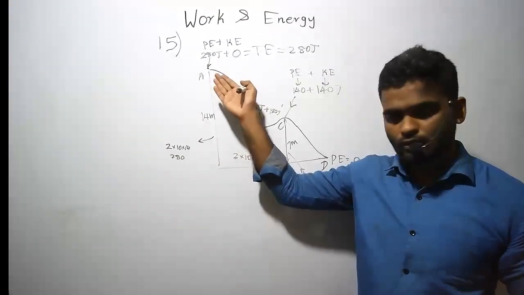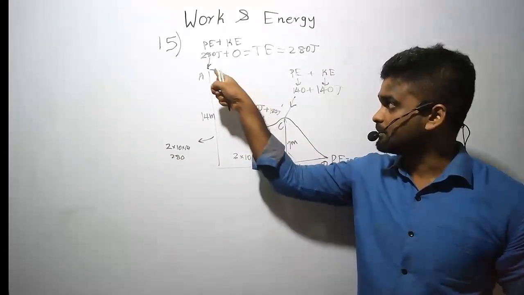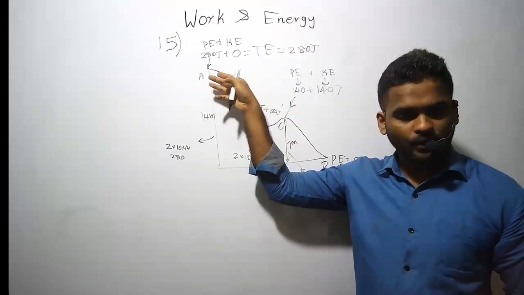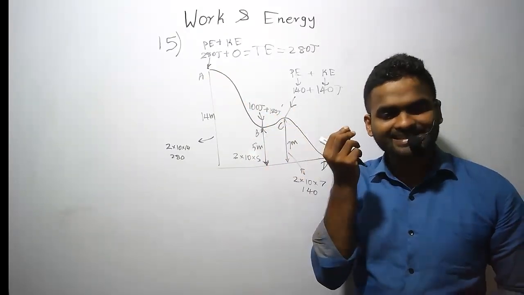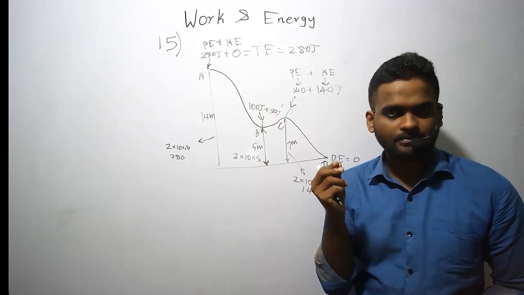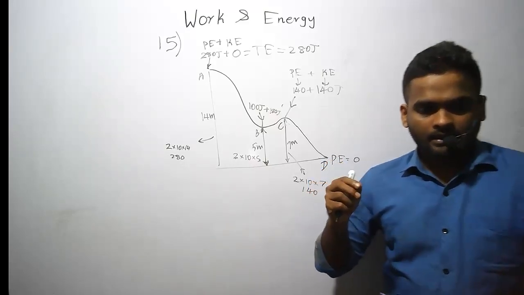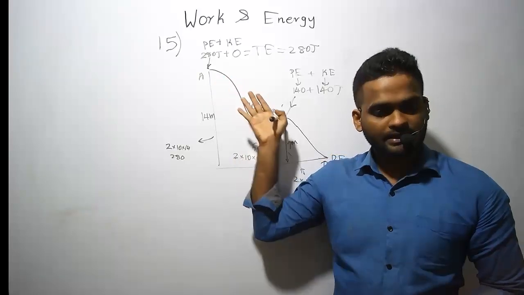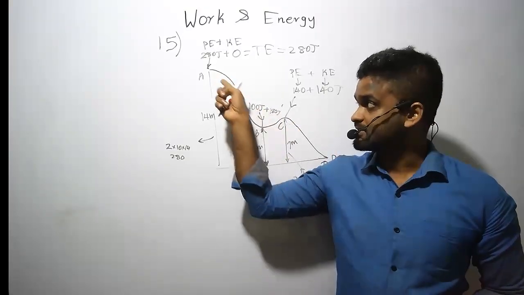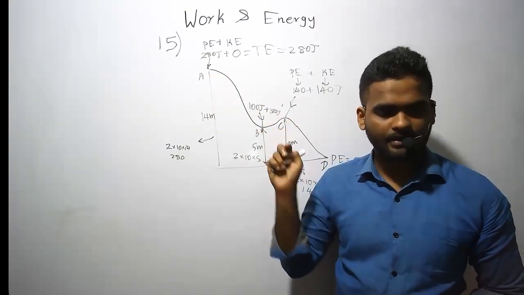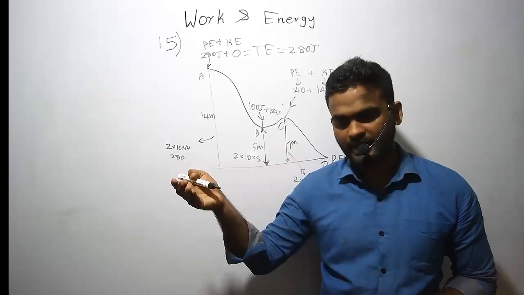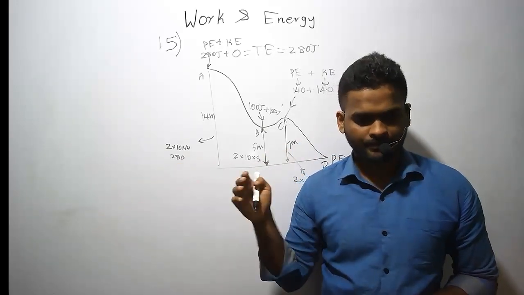You didn't have to do all these, right? You only think about this point and this point, A and C. So any point on this path has the same amount of energy, right? So you cannot use linear motion equations here, because you can see the path is not linear, right? So in all those cases you have to go for energy conservation. Understood?